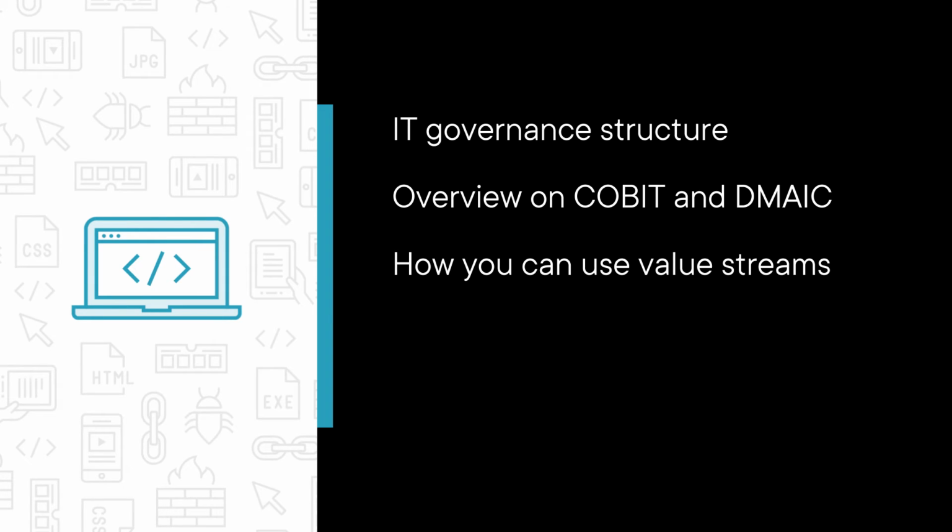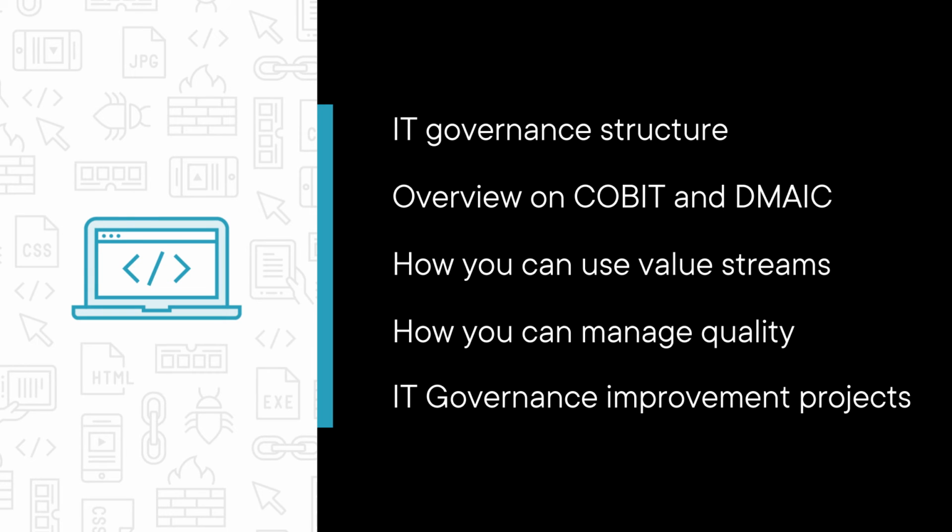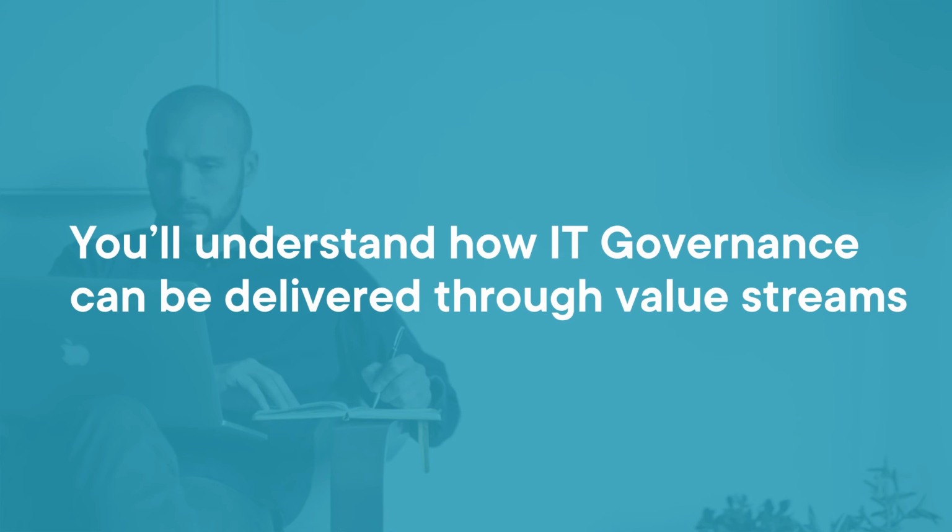how you can use value streams to implement and improve practices, how you can manage quality in an agile project based on Scrum roles and events, and an overview on IT governance improvement projects based on value streams and quality management. By the end of the course, you'll have a complete understanding of how IT governance can be delivered through value streams as a service and how you can manage quality based on it.